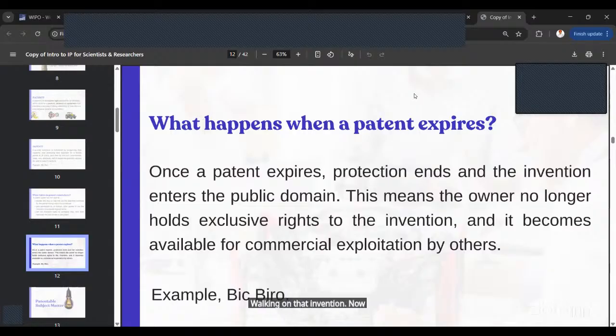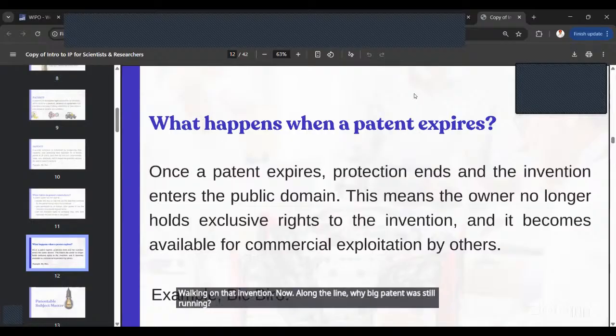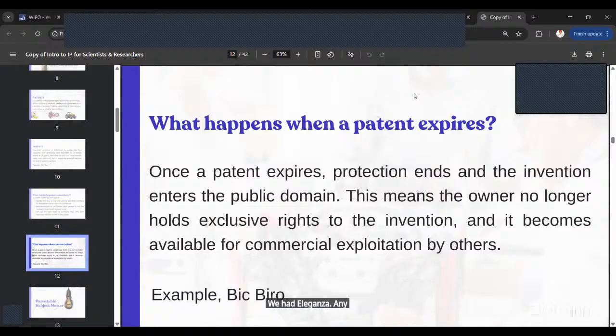Now, along the line, while Bic's patent was still running, we had Eleganza. Anybody? Do you know Eleganza Biro? Anybody here? Eleganza? Do you use Eleganza?